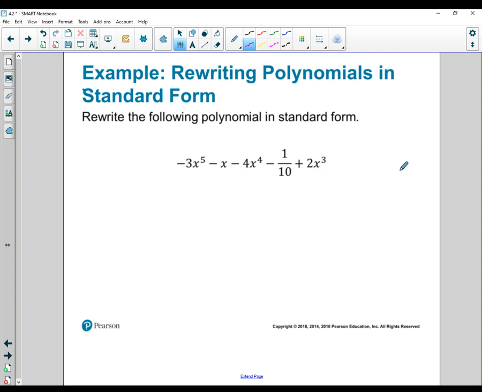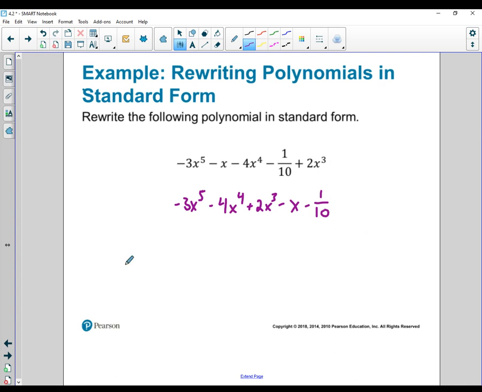So, for example, this one here, again, the biggest one looks like x to the 5th. That's the biggest degree. So in standard form, we're going to put that one first. The next biggest one looks like x to the 4th, so minus 4x to the 4th. And then the next biggest one is x to the 3rd, so plus that 2x to the 3rd. The next biggest one is just that x. And then the last one is our constant term, which is that 1/10. So that would be in standard form.